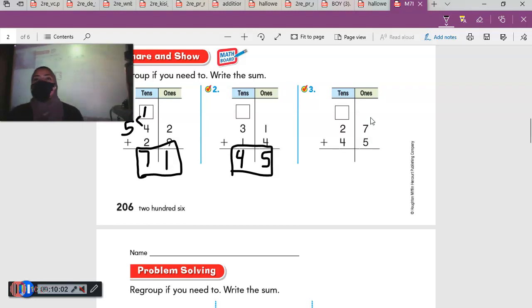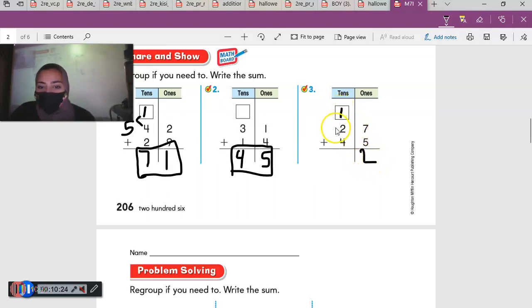12. Very good. 12. How do I know that? Because 7 is 2 more than 5, and 5 plus 5 is 10. Plus 2 is 12. You could have also said 7 and then counted up: 8, 9, 10, 11, 12. Okay? And then you bring the 1. And the 2 is in the ones place.